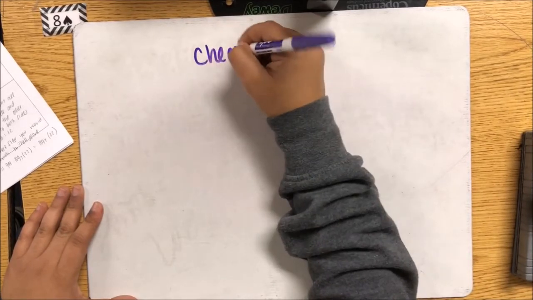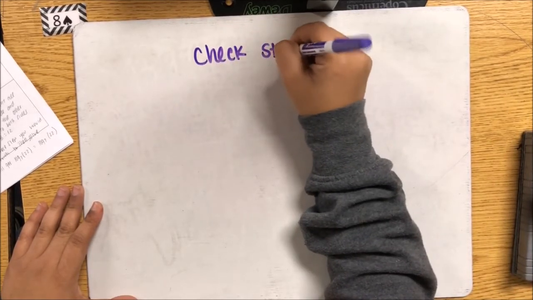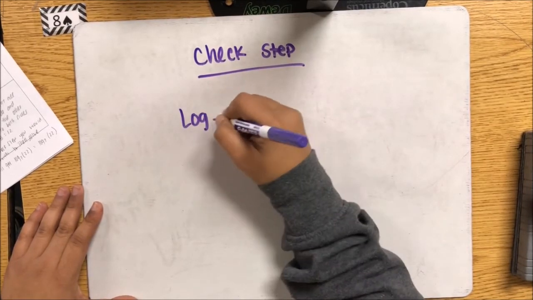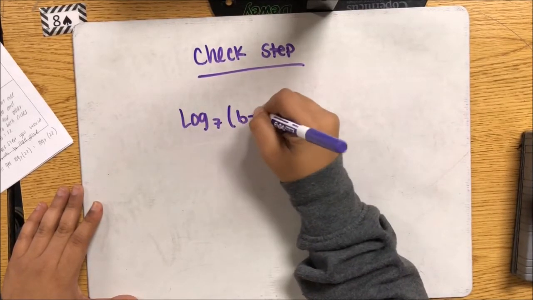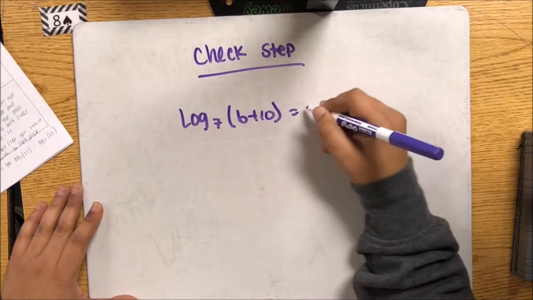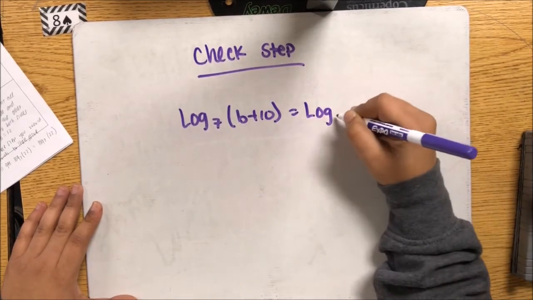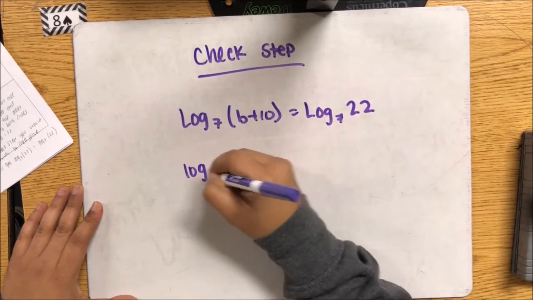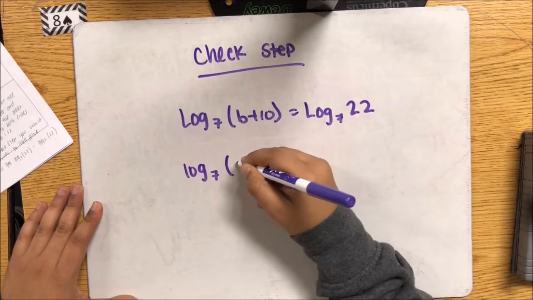By using the check step, you would replace b with 12, then solve, and you will get log base 7 of 22 equals log base 7 of 22. In decimal form, that's 1.589 equals 1.589.